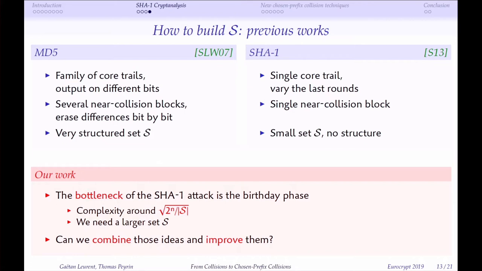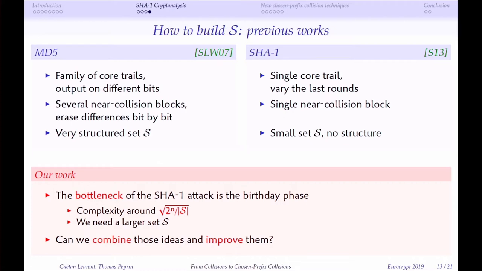On SHA-1, it's quite different because we only have very few good trails, so you have to start from a single trail, and then you cannot really have a nice structured set S. Instead, what you can do is give a little bit of freedom in the last rounds, so you can affect a few different values, and this just defines your set S. So you have a very small set and no nice structure. And so the goal of our work is mostly to get a bigger set of nice differences for SHA-1.